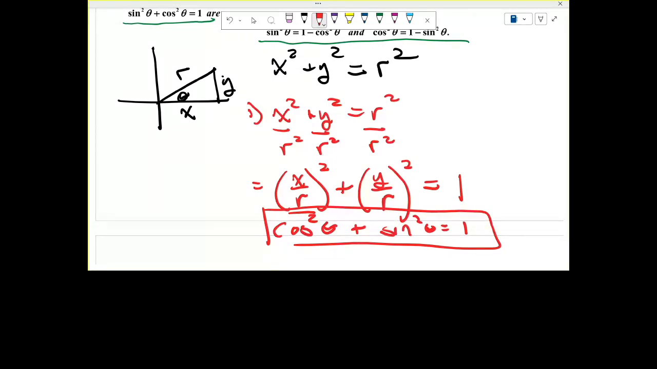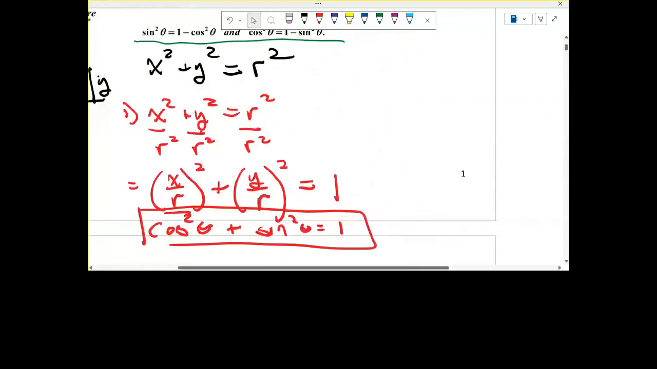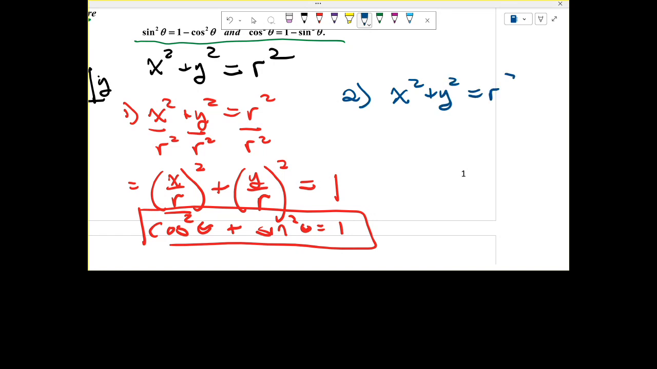Okay? Now, I'm going to walk you through another process. I'm going to scooch over here where I have a little bit of room, and I'm going to call this number 2. And I'm going to start with the same Pythagorean theorem that we've been working with. The first time we did this process over here in red, we decided to divide everything by r squared. We have 3 variables here. We have x, we have y, and we have r.